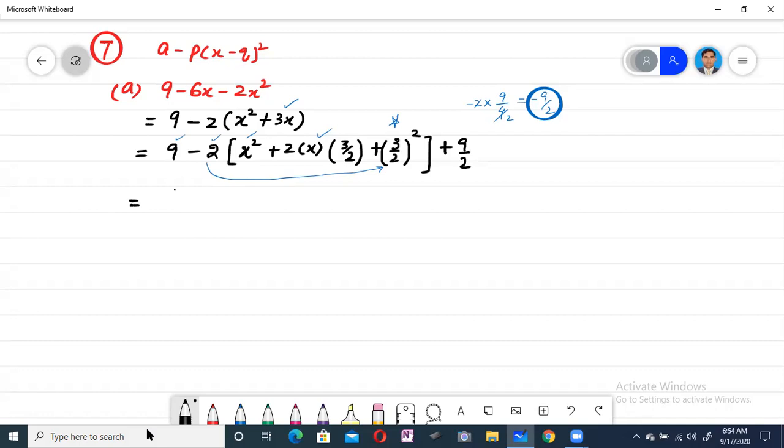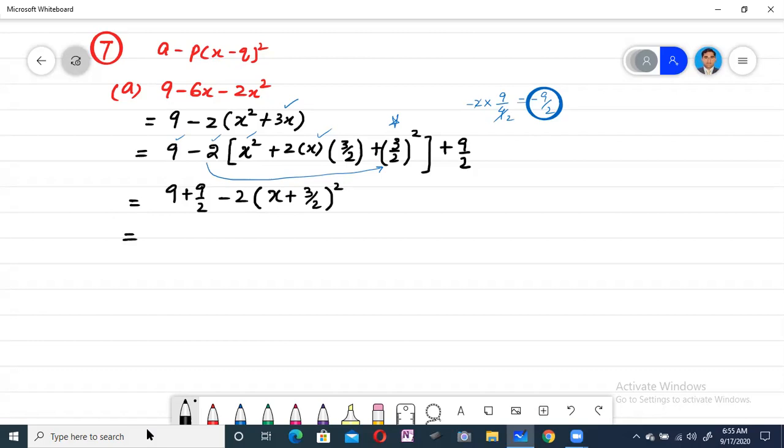Then this 9 as it is, and at the end 9 by 2 we will add with this one. Minus 2 as it is, inside the bracket x square plus 2 into x into 3 by 2 plus 3 divided by 2 whole square. That is the form a square plus 2ab plus b square. Then we can write a plus b, where b is 3 divided by 2, whole square as it is.